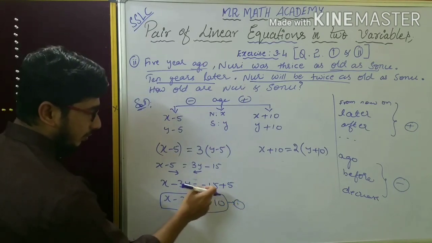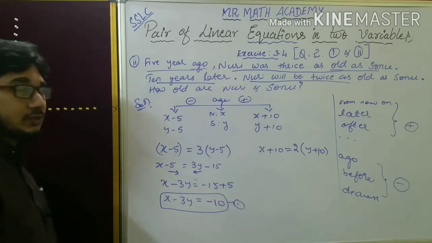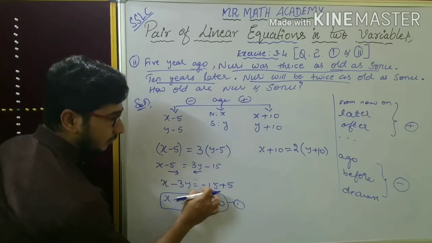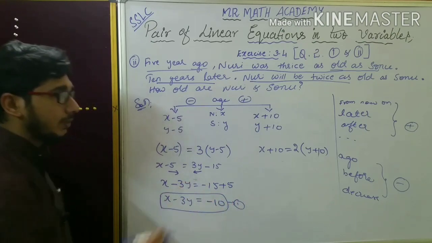Okay, see, if you are unable to understand this, you have to study the basic concepts. Minus 15 plus 5 is minus 10.